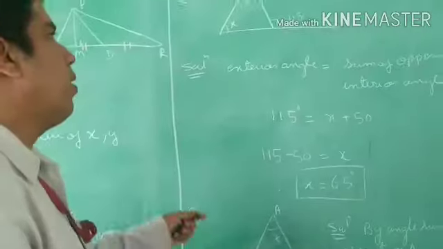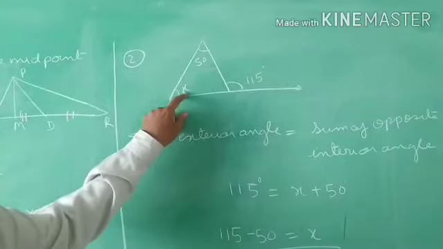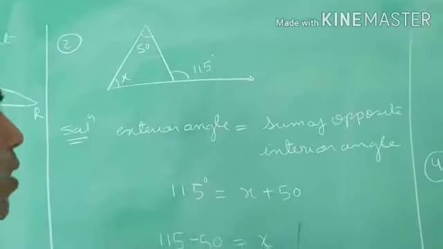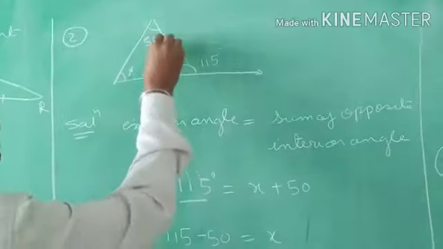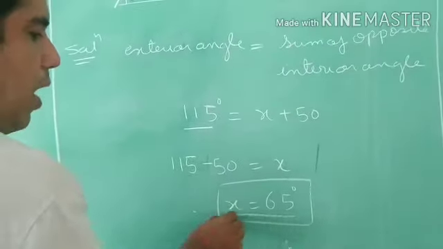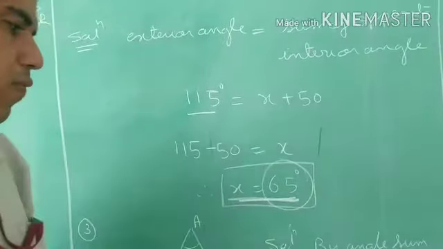Now you can see here, again the same way, but here the inside angle is given. So exterior angle is equal to the sum of the opposite interior angles. Here 115 is equal to 50 plus x. So I wrote here, and the answer comes x is equal to 65 degrees. What is the answer? 65 degrees.